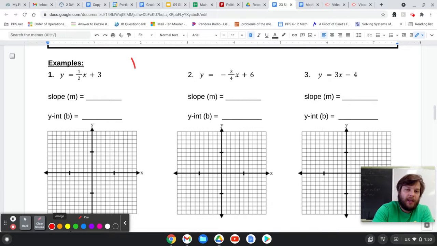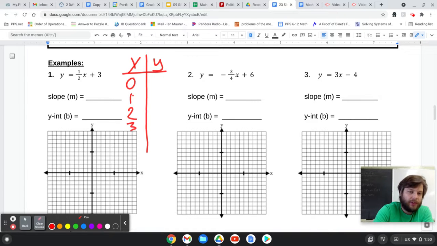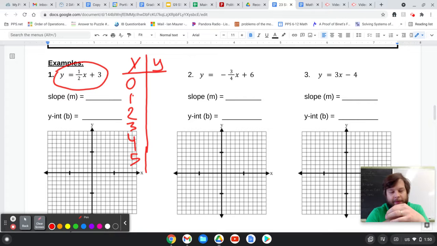So if I make an XY table for number one, I like to start with x equals 0, and then we can just count down and see if we notice any patterns. If I plug in x equals 0, my equation tells me that I do a half times x plus 3. So what's a half times 0? It's 0, and 0 plus 3 is 3.